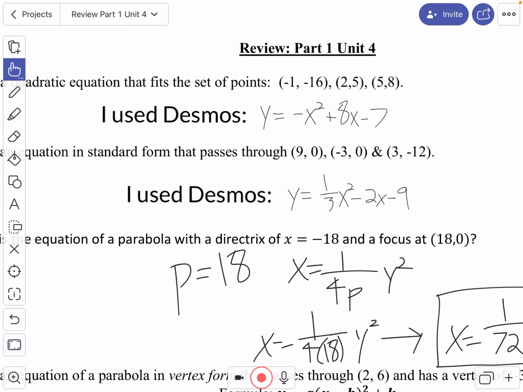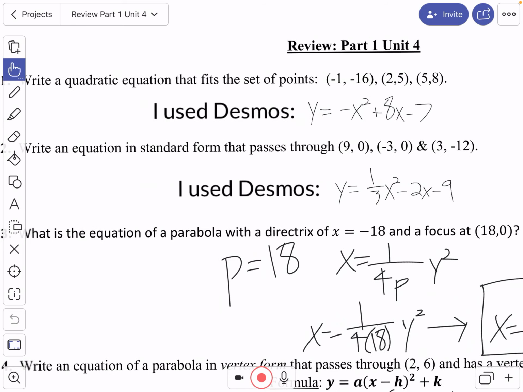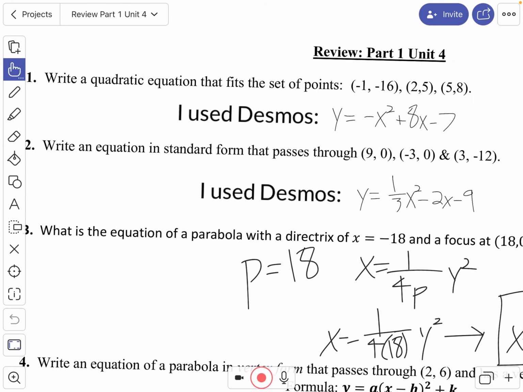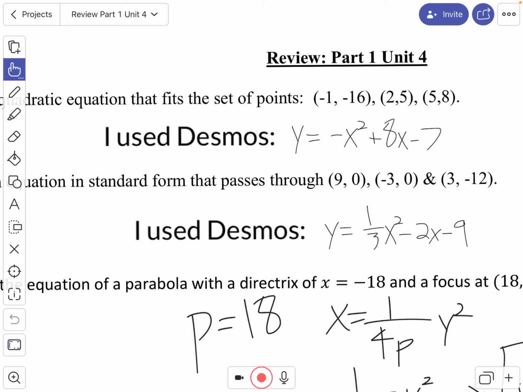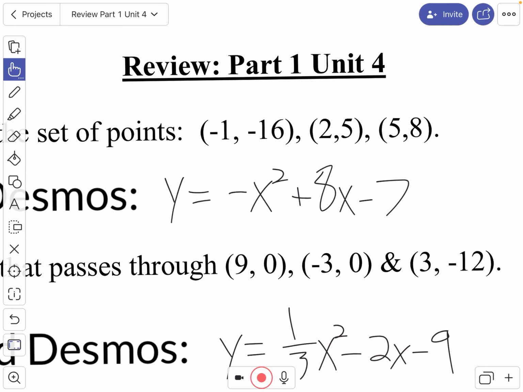To save time, I am going to have everything worked out already. I'm just going to go over how I got it. So the first two questions are very similar. I'm giving you a set of points and I say write a quadratic equation that fits the set of points. So all you got to do is open up Desmos and plug these points into a table.